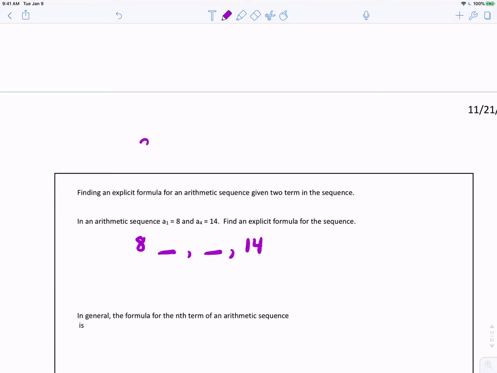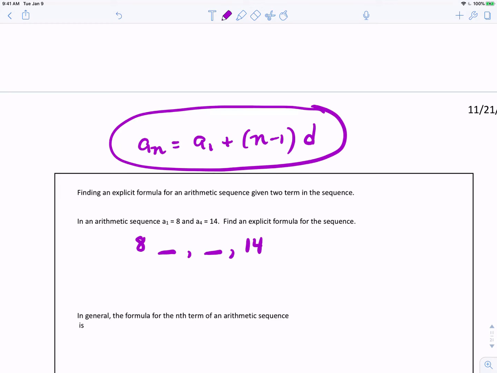So we know that the nth term is equal to the first term plus n minus 1 times the common difference. All right. And so we're going to use this information in this formula and see if we can come up with an explicit formula. In other words, what we need to do is solve for d. All right. So what do we know? This is the fourth term, and this is the first term.